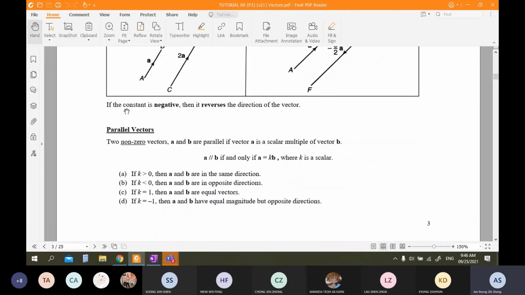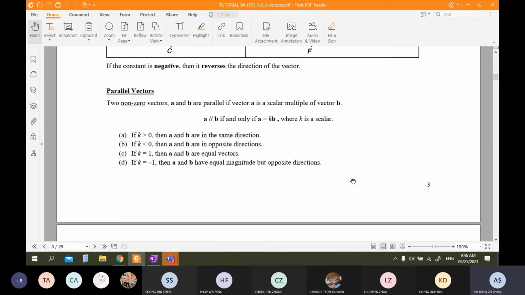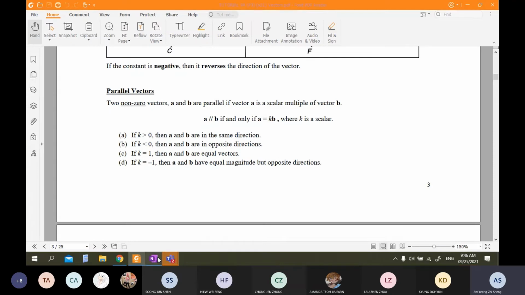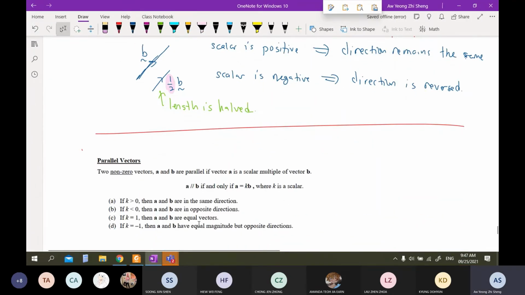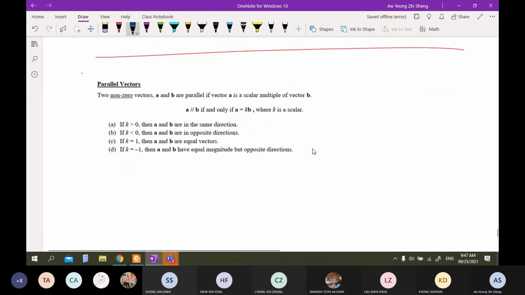Okay. Yeah, so the sentence under the box says if the scalar is negative, then it reverses the direction. I've covered it just now. Next is on parallel vectors. Parallel vectors is very important in our syllabus. We'll keep using this concept again and again for the next 3 weeks or so. So be very clear with the concept of parallel vectors.